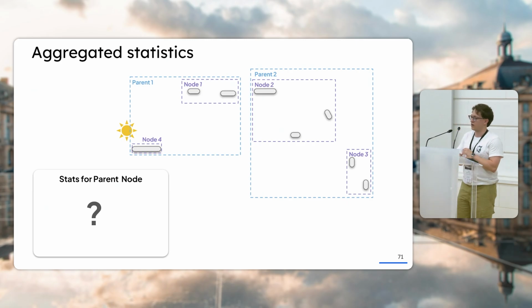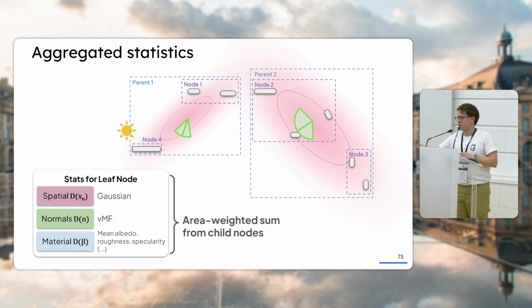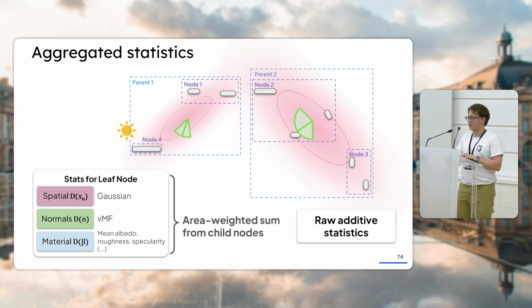Once we know these statistics from the children, the question is how we do the aggregated statistics for the parents. What we have chosen to do is leverage the statistics that we already know. We leverage the statistics from the children nodes, and we just perform an area-weighted sum of these children node statistics. And this is possible because internally we are not representing these statistics as we have presented it here, but rather we represent them as some raw additive statistics that we develop further in the paper.